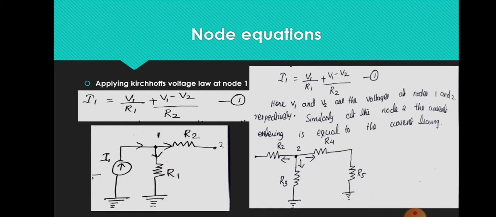Why does V1 minus V2 come? Because R2 is connected between two nodes, node 1 and node 2. So the current through R2 will be the potential difference between V1 and V2 divided by resistance R2. Here we are assuming that node 1 is at a higher potential, that is why we take V1 minus V2. If we go for node 2, we will assume that V2 is greater than V1. So for node 1 we can write the equation as I1 equals V1 by R1 plus V1 minus V2 divided by R2. That is the first equation.